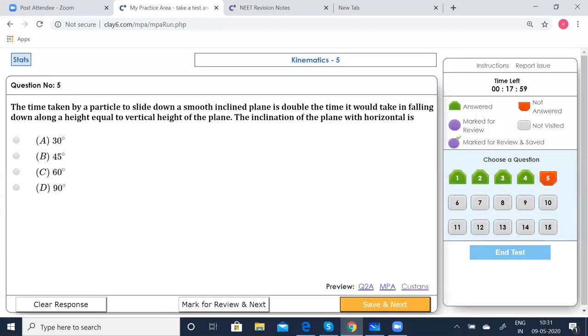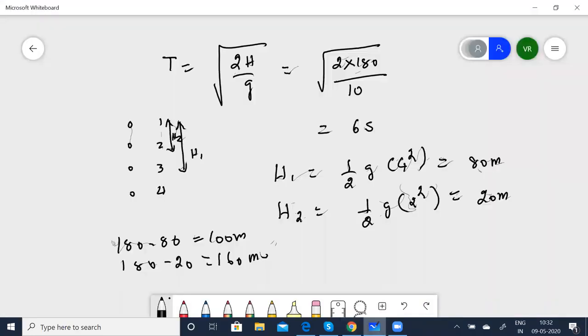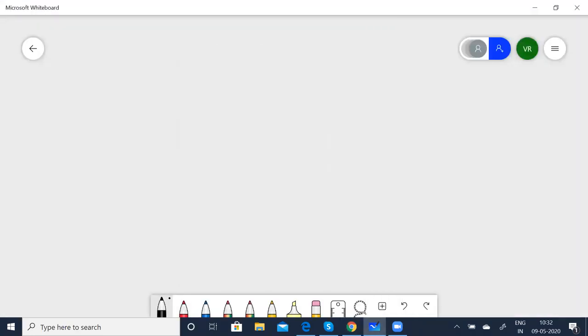The time taken by a particle to slide down a smooth inclined plane is double the time it would take in falling down along a height equal to the vertical height of the plane. The inclination of the plane with horizontal is what? Let us quickly solve this. Let me draw the diagram here. So let this be the inclined plane.